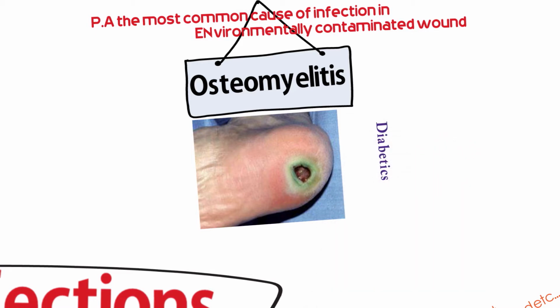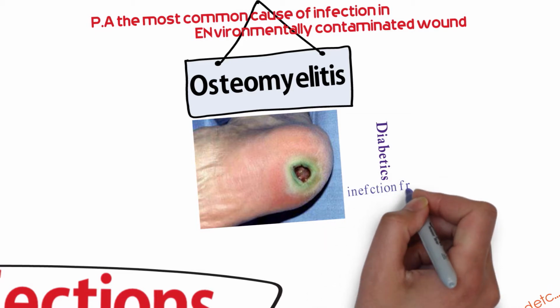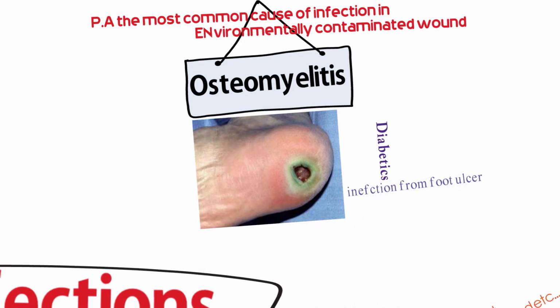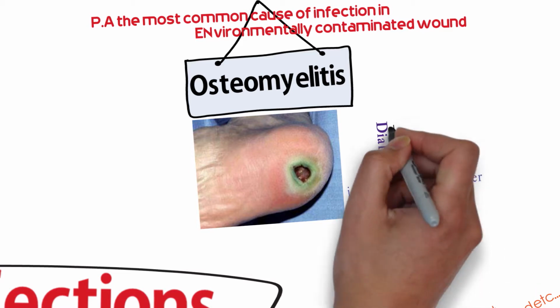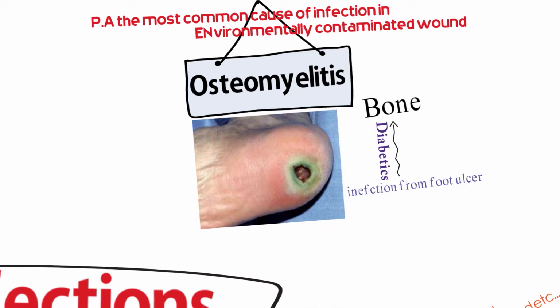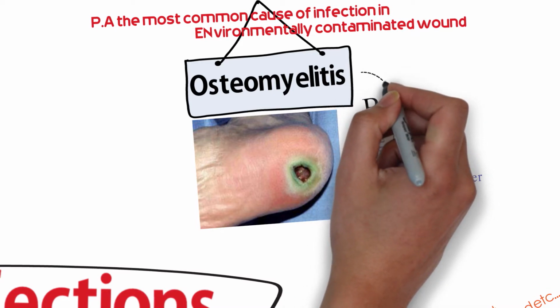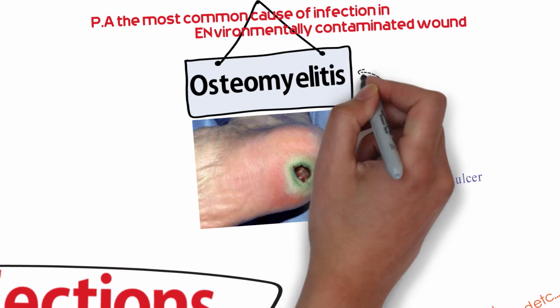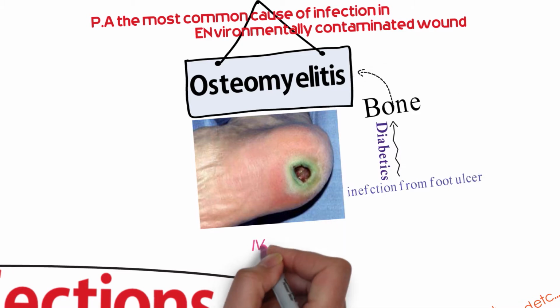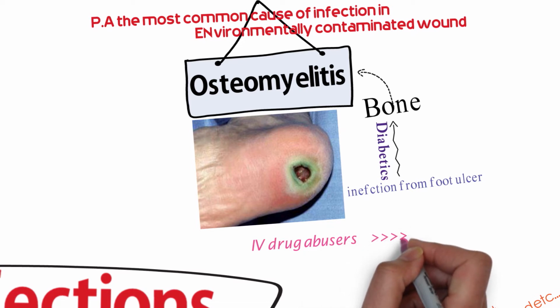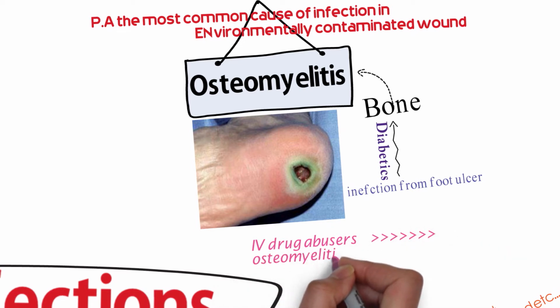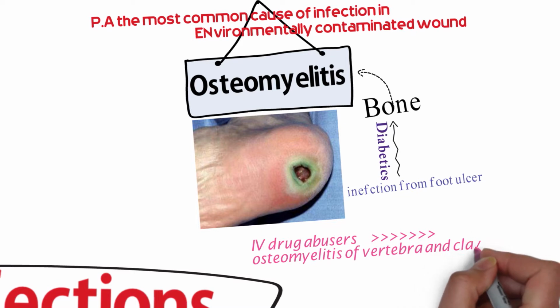Diabetic patients have increased risk of developing osteomyelitis because they have foot ulcers, and these foot ulcers could be infected with Pseudomonas aeruginosa, and the infection from the ulcers penetrates into the bone, and when it spreads from the wound into the bone, it causes the osteomyelitis. Similarly, in IV drug abusers, what happens? They develop osteomyelitis of vertebra or clavicle.